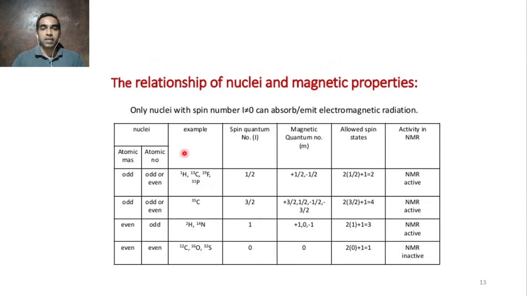So you can remember some of these rules like this, atomic mass and atomic number. Certain examples of spin quantum number I are 3 by 2, 1 by 2, 1, and 0 for this kind, because both are even, atomic number as well as mass number. Atomic number is 6 here, mass number 12. Atomic number is 8 here, mass number is 16. Atomic number is 16 here, mass number is 32 for sulfur. So for them both are even, so it is 0.